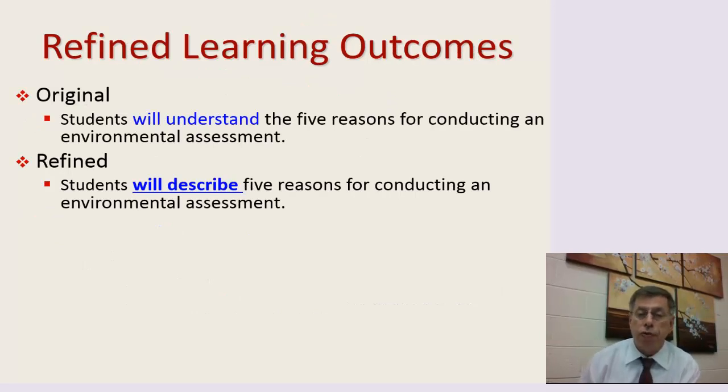The first one, students will understand the 5 reasons for conducting an environmental assessment. We could refine and state, students will describe 5 reasons for conducting an environmental assessment. This is the type of assessment and the type of test or quiz that we could easily grade and score, and depending on the product from individual students and the products from the class, we could get a pretty good idea of their level of understanding. By having students describe 5 reasons, we can measure or infer a level of understanding.